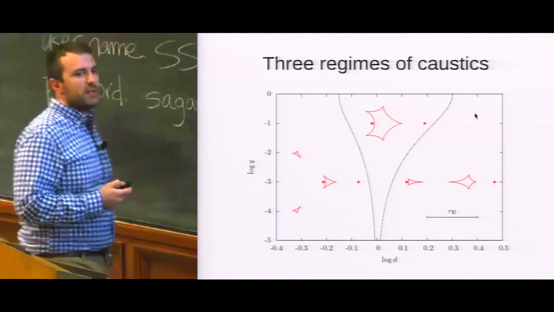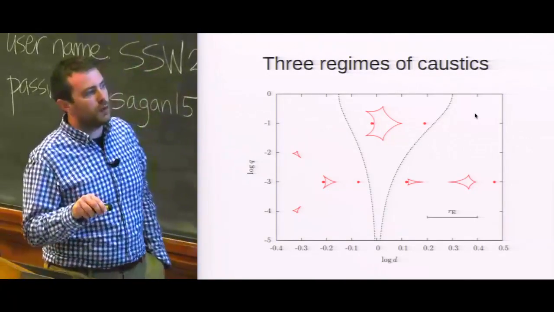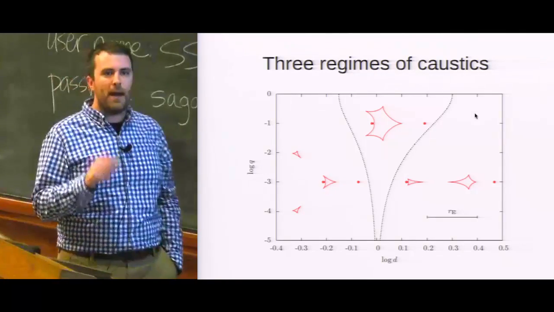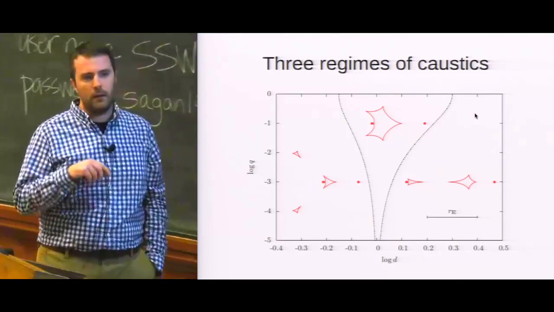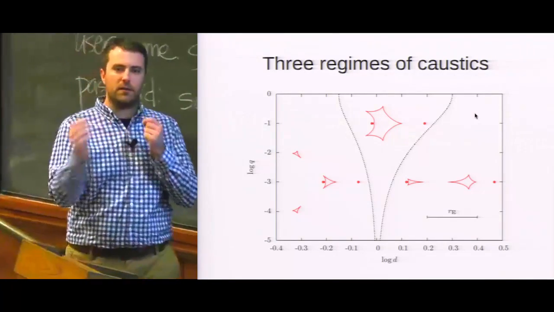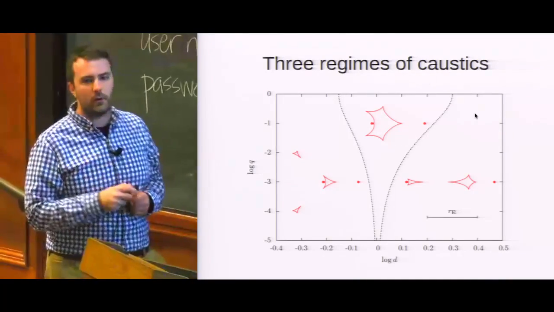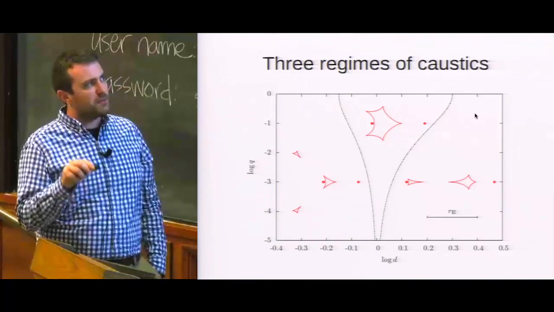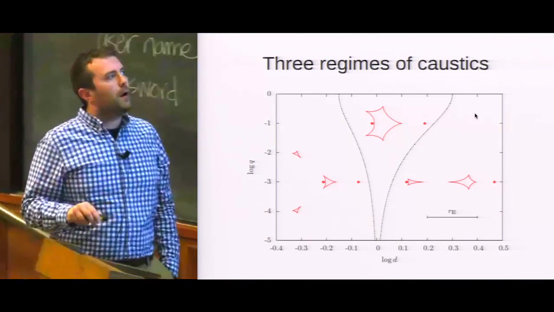So there's three regimes of caustics. There are two basic parameters: the mass ratio of the two bodies in the lens, and the projected separation in units of the Einstein ring. These two parameters determine what kind of caustics you have. So there's three regimes for a binary lens. It gets more complicated if you have more lenses.